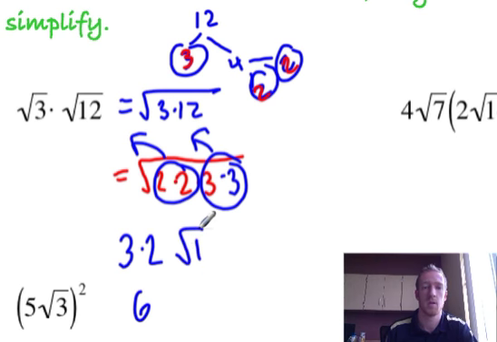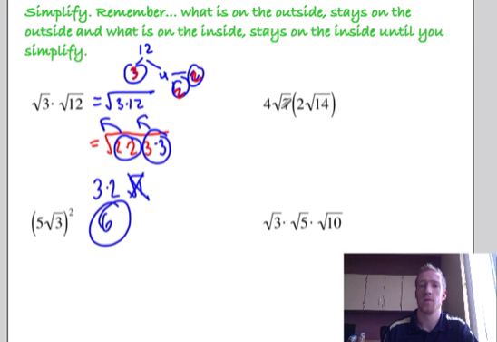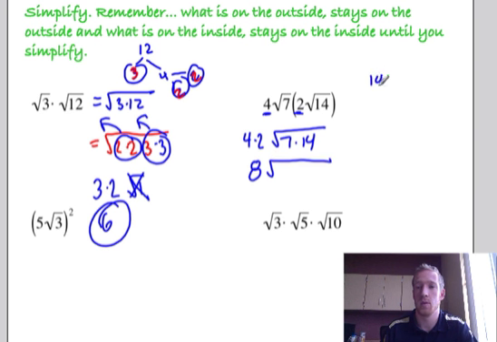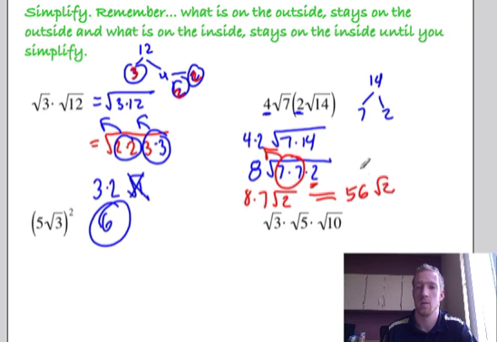So it's just 6. So 4 root 7 times 2 root 14. Multiply what's on the outside. That's 4 times 2. And then multiply what's on the inside. 7 times 14. So 4 times 2 is 8. And then 14 is 7 times 2. So we have a 7. And then 14 is really 7 times 2. There's our pair. Take out 1. So we have 8 times 7. This is left underneath. And that gives us a 56 root 2.